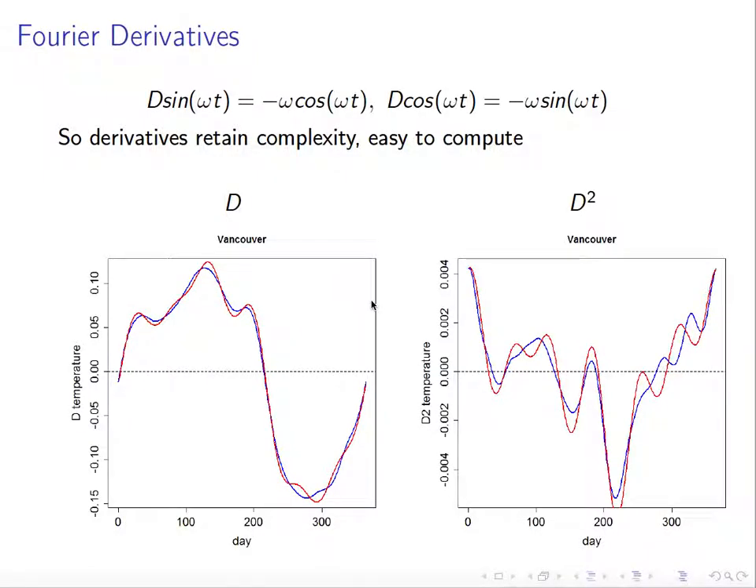Okay, so before the break, we talked about how to use the Fourier basis function to approximate a function, and we learned that if the function is periodic, then the Fourier basis function is the best choice, right?